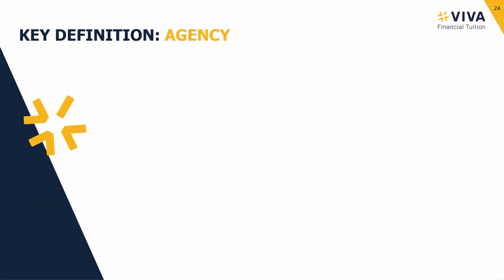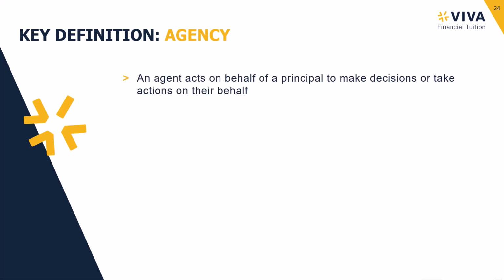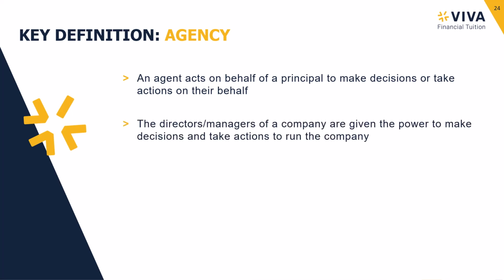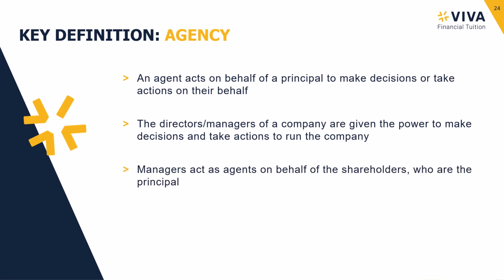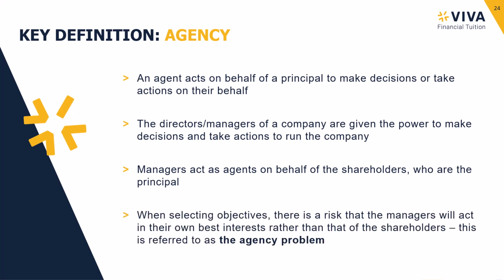Now, one of the key things, guys, that you need to be really aware of is what we mean by agency or agency theory. An agent acts on behalf of a principal to make decisions or take actions on their behalf. A prime example of this is directors and managers of a company. Ultimately, they are given the power to make decisions and take actions to run that company on behalf of the shareholders, because the shareholders are not actively involved in the day-to-day activities. Managers act as agents on behalf of shareholders, who are the principal in terms of the relationships that exist.